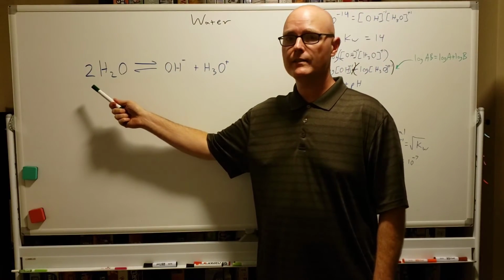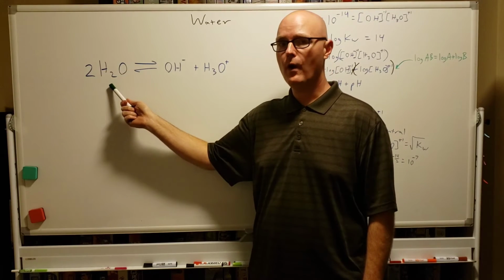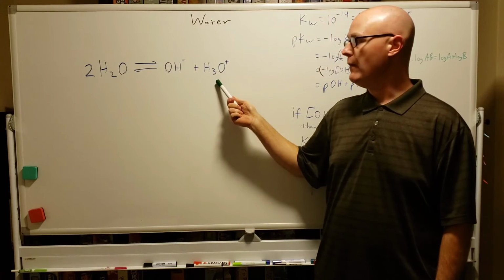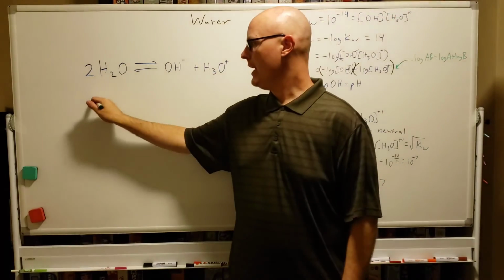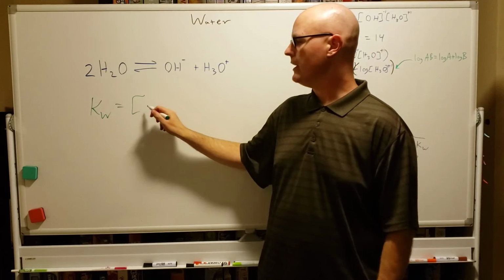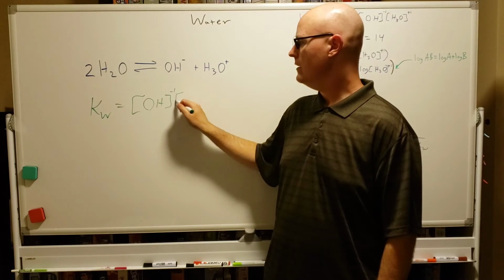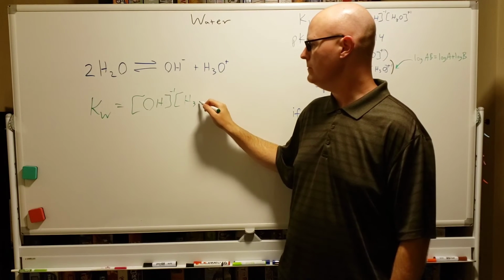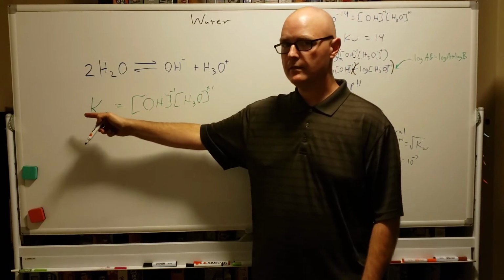For every autoionization of water, I require 2 water molecules to create 1 hydroxide and 1 hydronium. This will happen such that I have a constant. So if I multiply the concentration of the hydroxide by the concentration of the hydronium, this must be a constant.